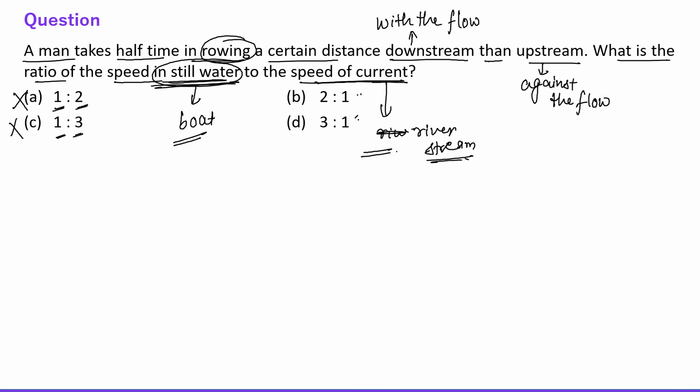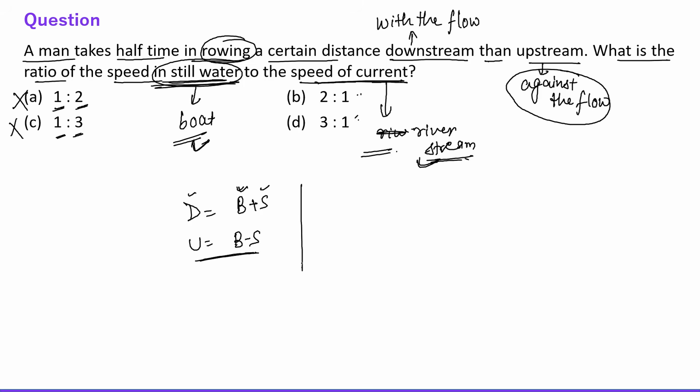Now we all know when we row with the river flow, the flow will support us, and when we row against the flow, the flow will oppose us. So if we talk about downstream, it becomes boat plus stream, and upstream becomes boat minus stream. Boat is the still water speed, and stream is S. So downstream is B plus S, upstream is B minus S.